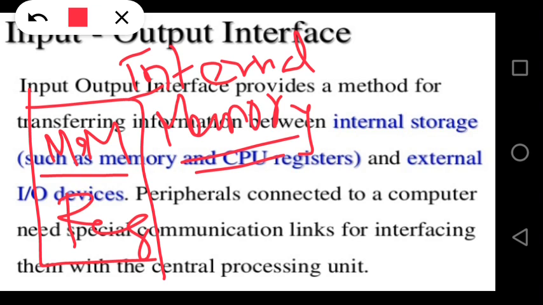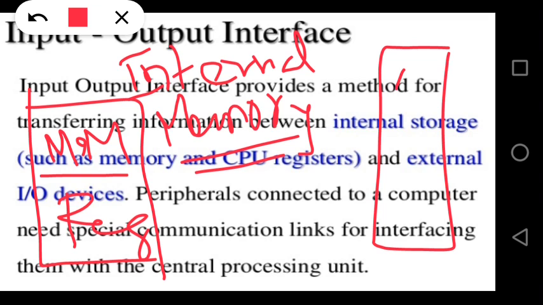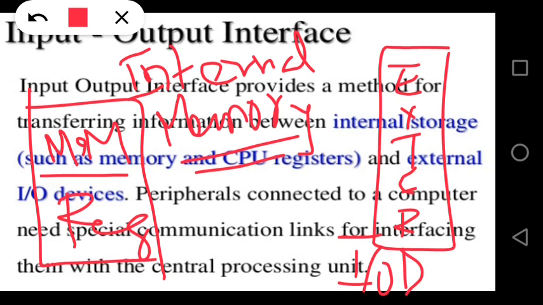Now this is internal storage and external IO devices. External IO devices means internal hard disk or external hard disk or USB drive, pen drive, or any DVD, anything, any external IO devices: printer, scanner, plotter, monitor, keyboard, mouse, joystick. All these are external IO devices.